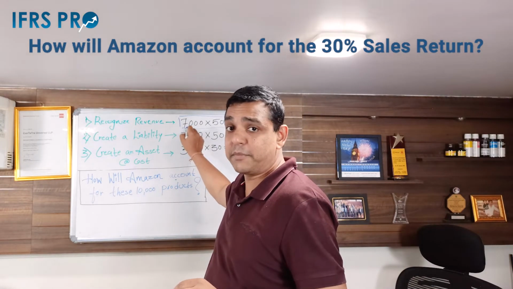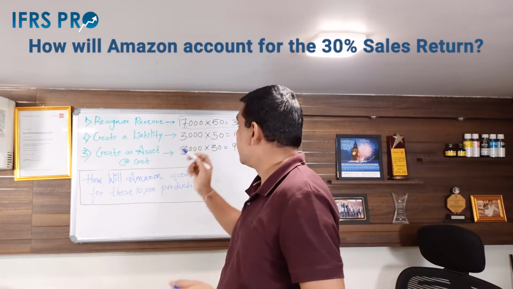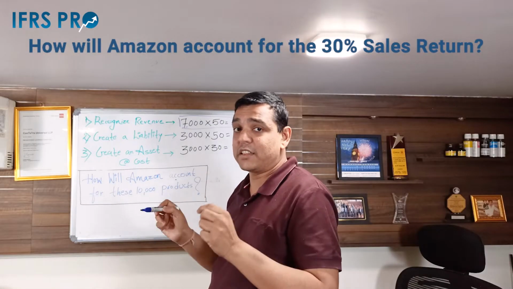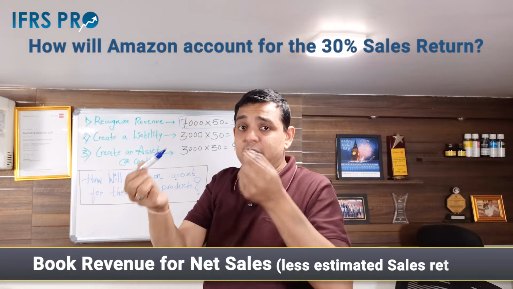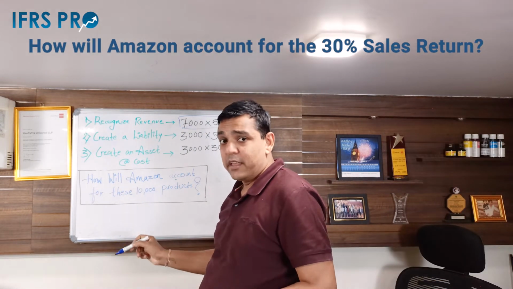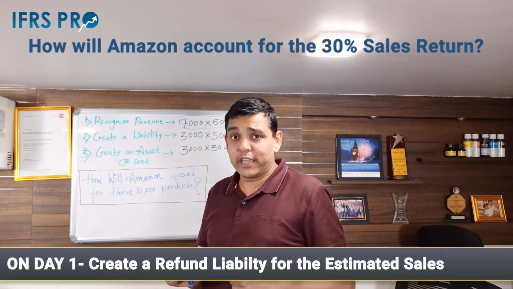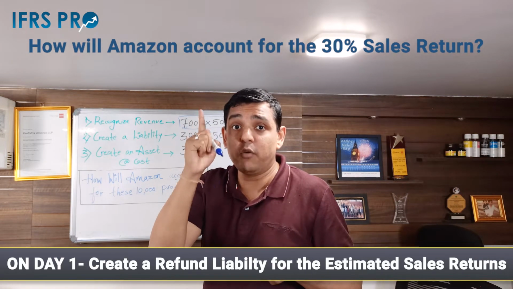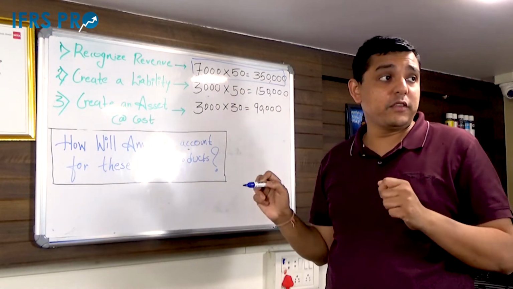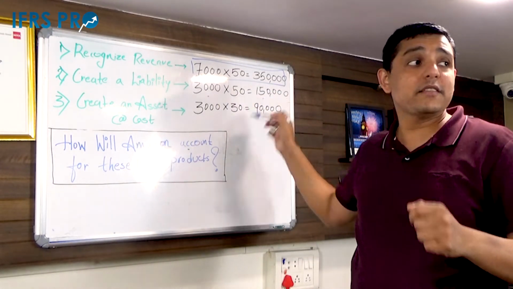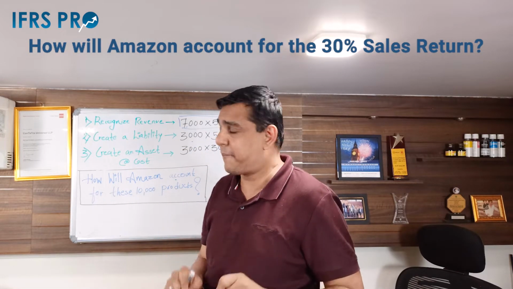7,000 products will be the net products for which they will recognize their revenue, because for 3,000 products the customer is going to return. First step, 7,000 into 50, which is 3,50,000 rupees, where the entry would be debit accounts receivable, credit revenue. Second step, we have to recognize a refund liability on day one. 3,000 products into 50 rupees, the selling price, is 1,50,000 rupees. You will debit revenue, you will credit refund liability. This is the second step.